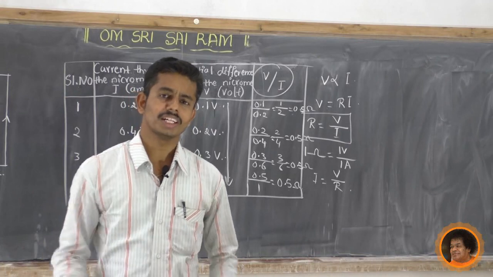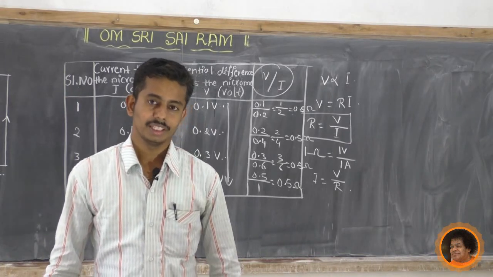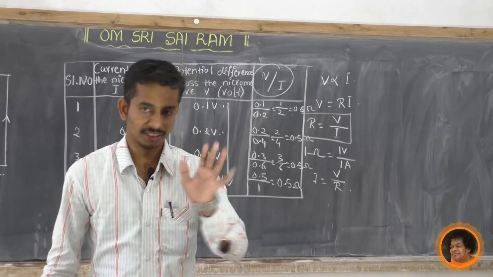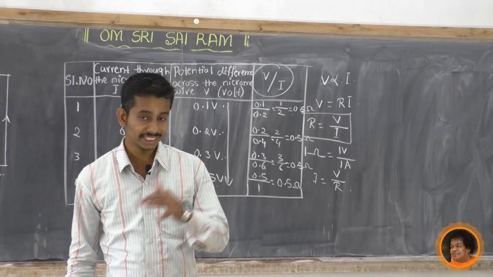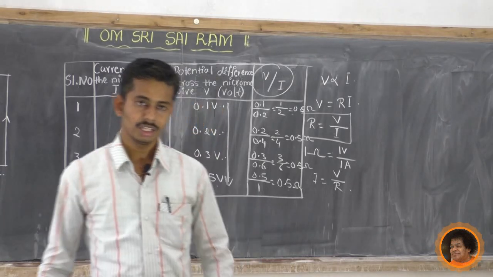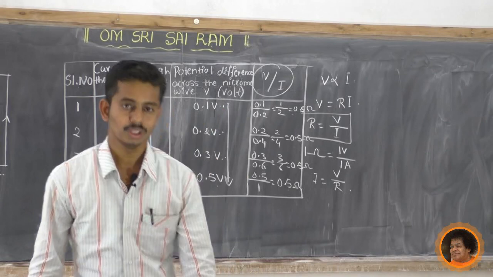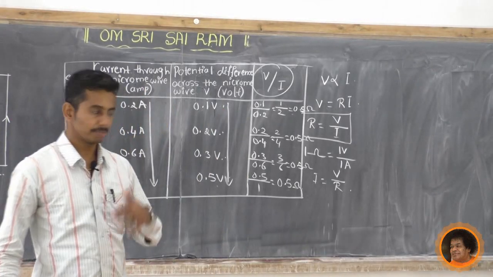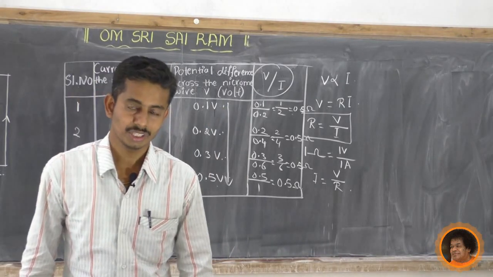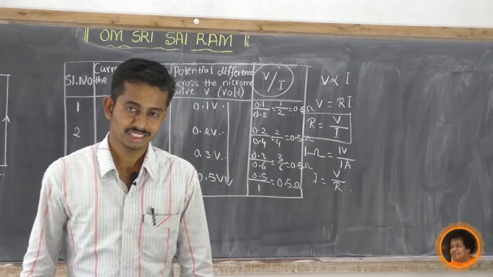Now, what is a good conductor? When we say it is a good conductor, it allows the current easily. The conductor which allows the current easily is a good conductor. If it is a good conductor, its resistance is very low. So in this class, we have studied Ohm's law, the different symbols of different components, the resistance and its SI unit, resistor and good conductor.